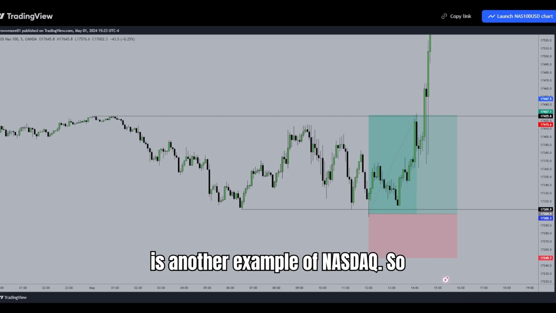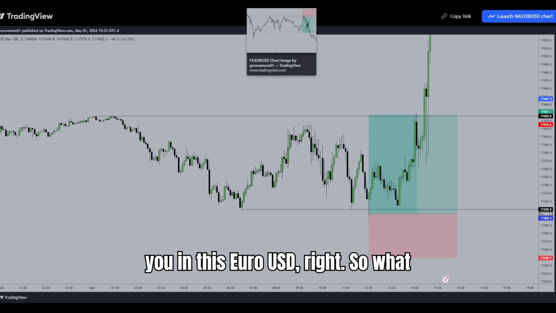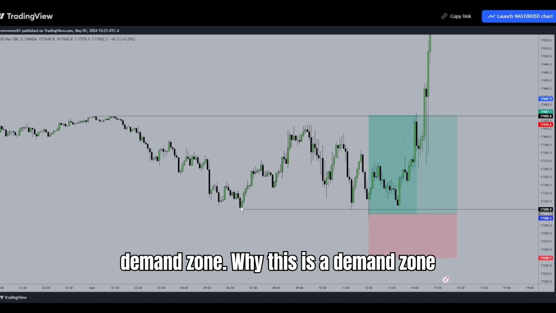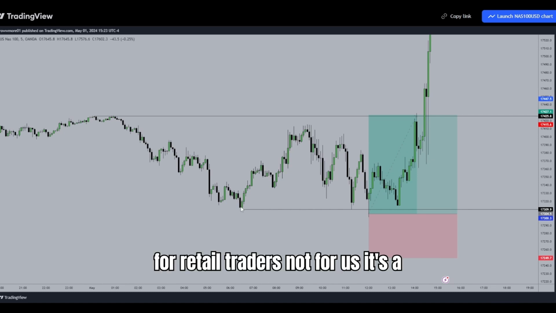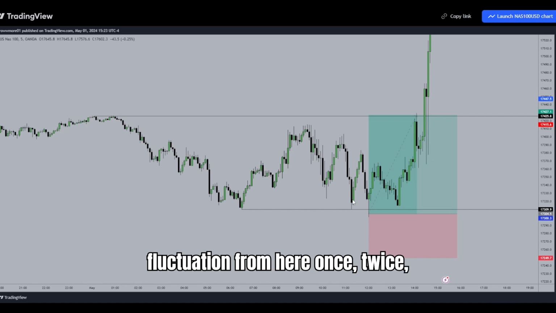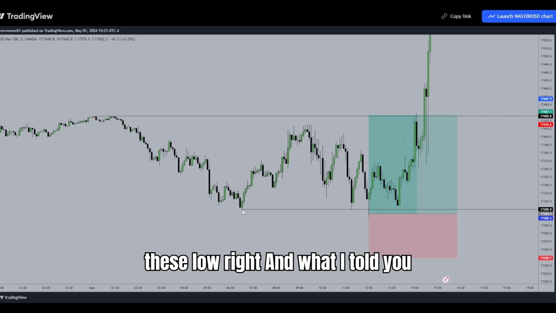This is another example, on NASDAQ. If you look closely, it's the same thing which I showed you in the EUR/USD. So what happened over here? There was this candle, okay? This candle is a demand zone. Why is this a demand zone? For retail traders, not for us. It's a demand zone because the market gave a fluctuation from here once, twice, but the third time it went down below this low.